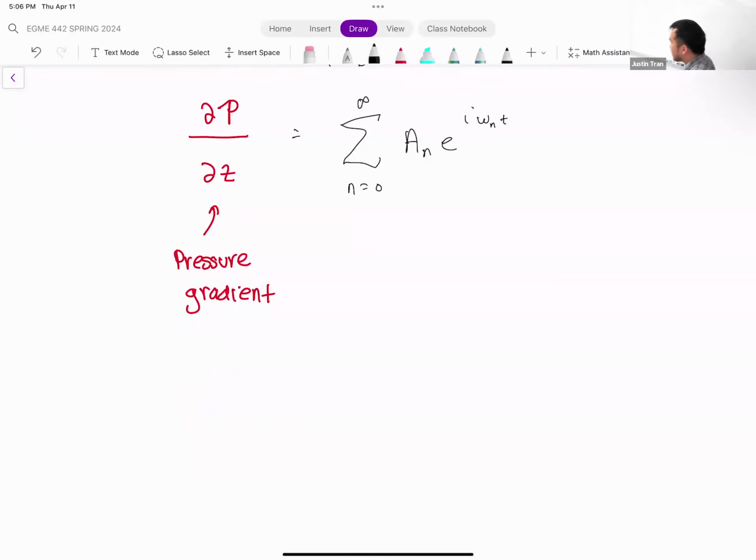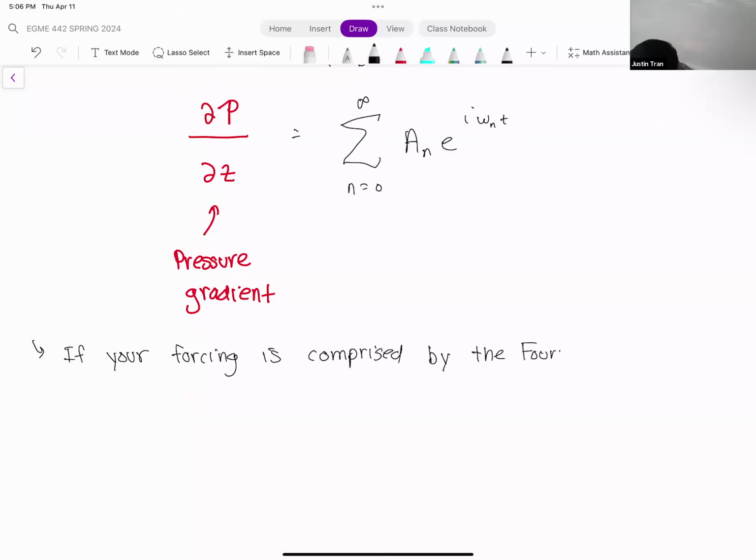This is something that's more for your information; it's way too mathematically intense to do by hand. So if your pressure gradient, or your forcing function, is comprised of a Fourier series like it is above, then your solution is also going to be a Fourier series using the same Fourier coefficients.